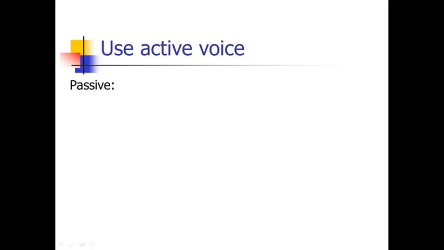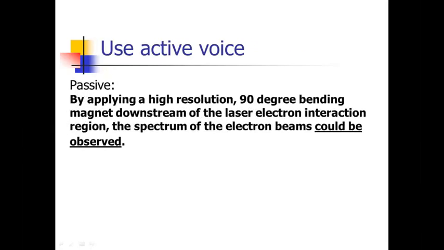So here's an example of a passive voice sentence that we can turn back into the active voice. It says, by applying a high-resolution 90-degree bending magnet downstream of the laser electron interaction region, the spectrum of the electron beams could be observed. So you can see that that's the passive voice because, first of all, we don't have a subject here. We don't know who's doing the observing. We know what was observed, the spectrum of the electron beams, but we don't know who was doing the observing. Then we've got the could be, that's the form of the verb to be, and then we've got the observed, the past tense of a verb that takes an object.